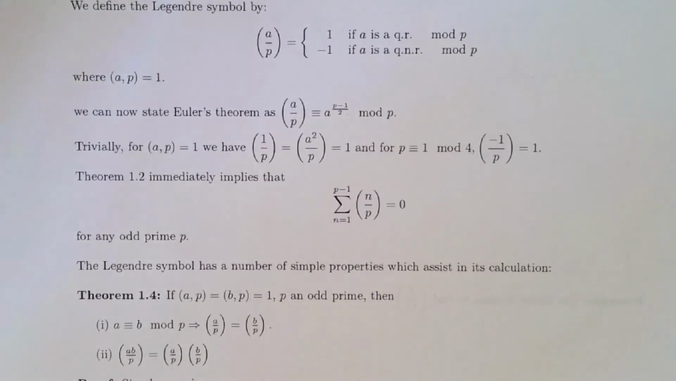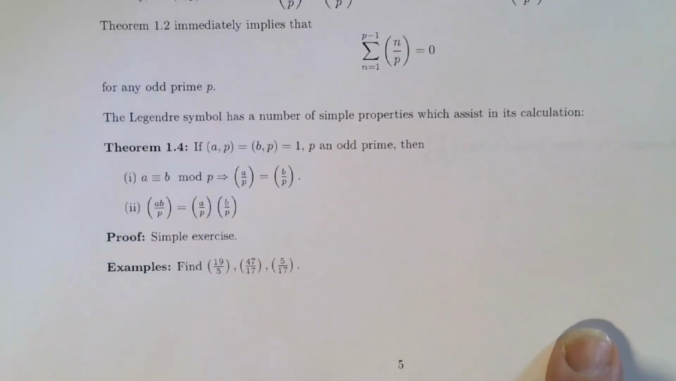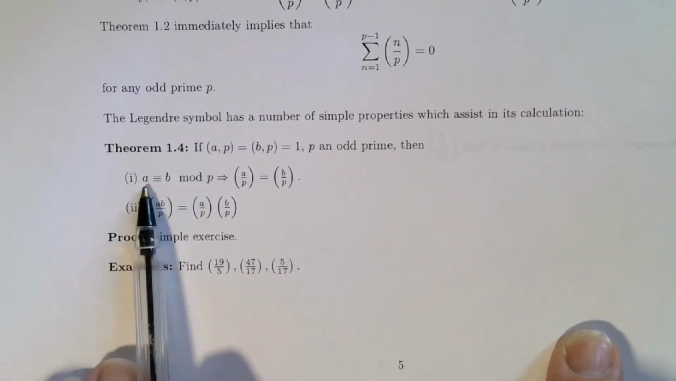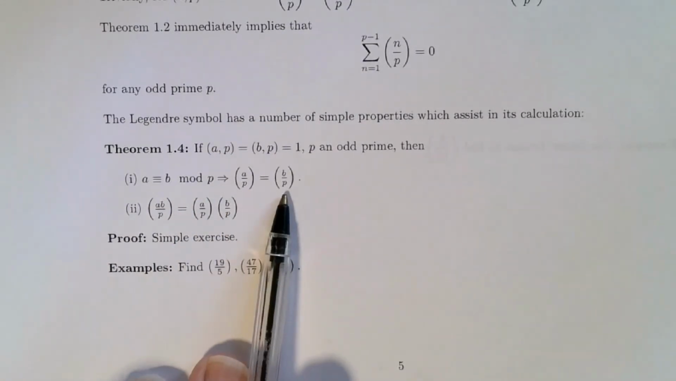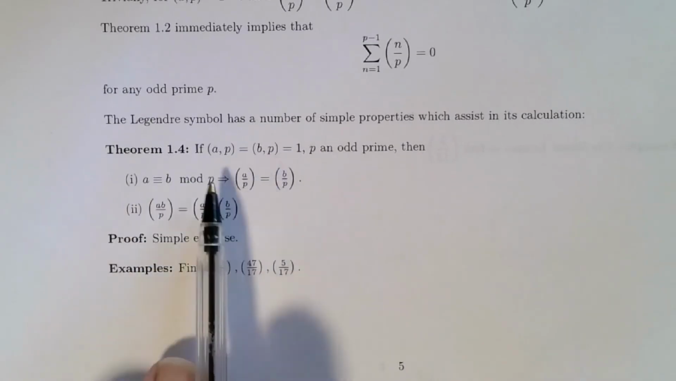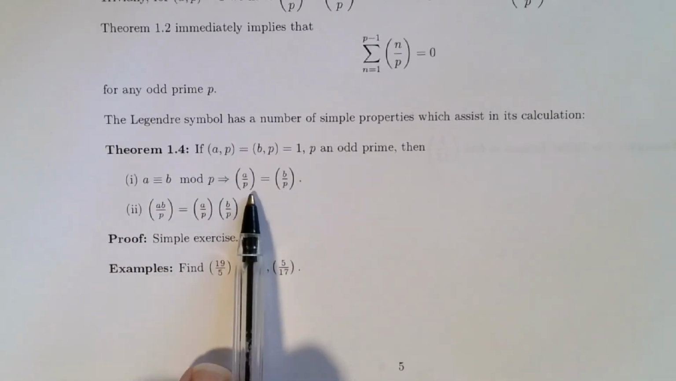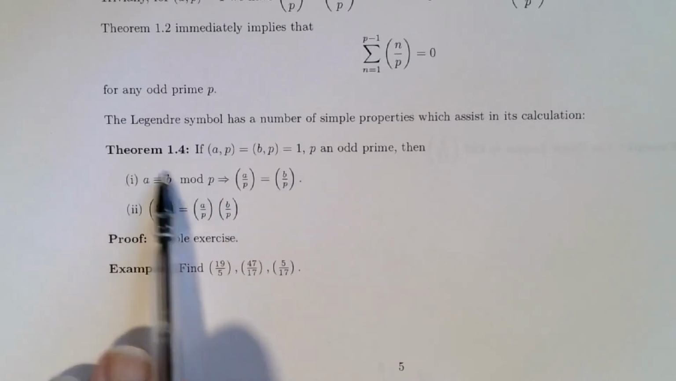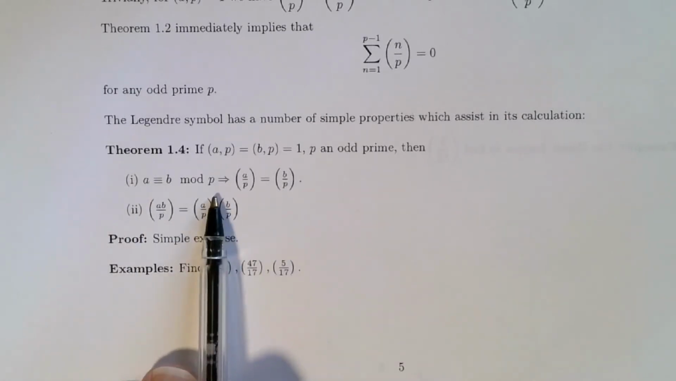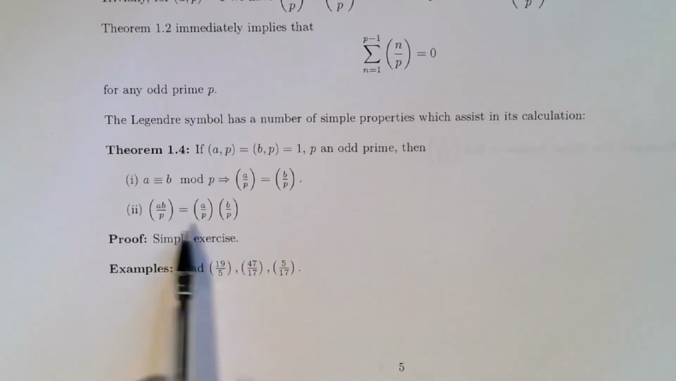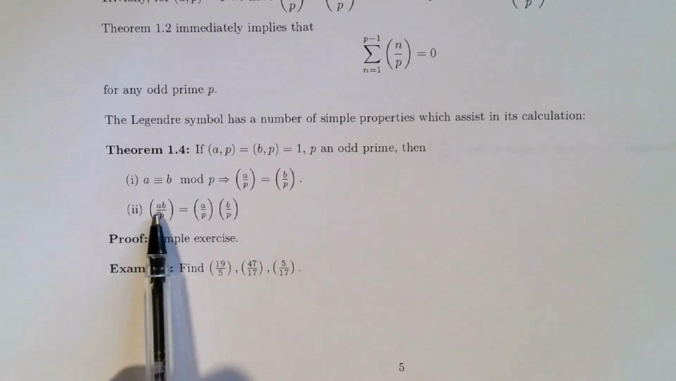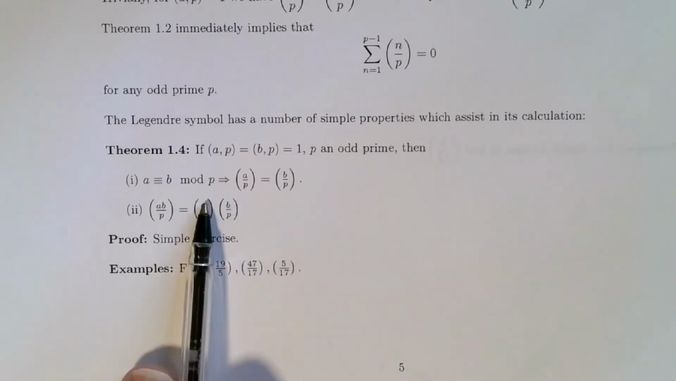Now, a little theorem here, which is very simple to prove, but is quite useful. This says if a and b are congruent mod p, then their Legendre symbols are the same. So you can replace a with b, which is congruent to it mod p. That's a very useful little fact. The second one is that the Legendre symbol splits. In fact, there are no conditions on a and b here. They don't have to be relatively prime. This function is completely multiplicative. It always splits in two, and you don't care whether a and b are relatively prime or not.